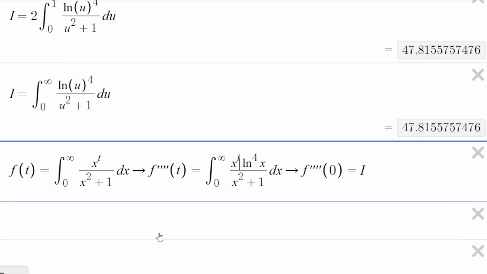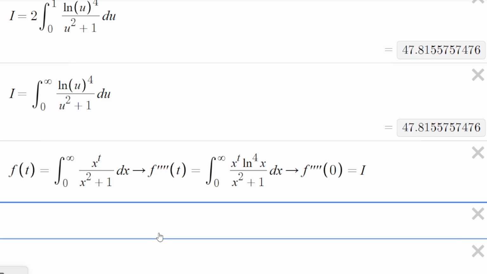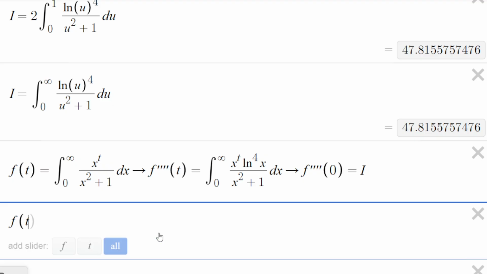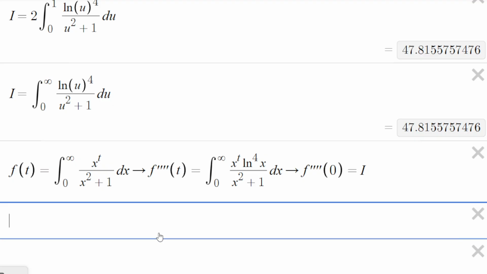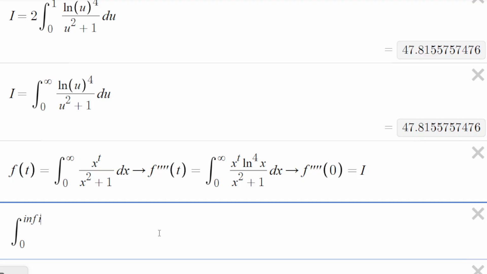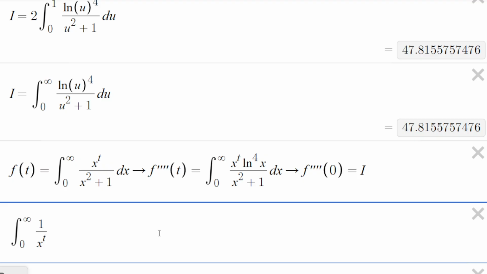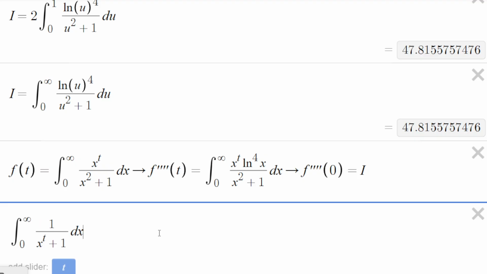Let's find a new expression for f of t is equal to this. Well, we know that the integral from 0 to infinity of 1 over x to the t plus 1 dx is equal to pi over t times the sine of pi over t.